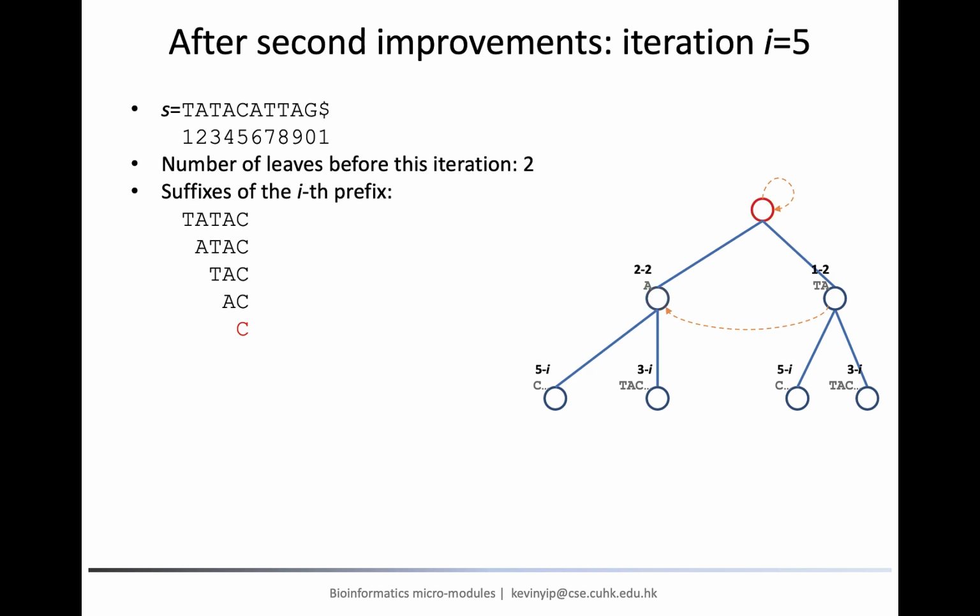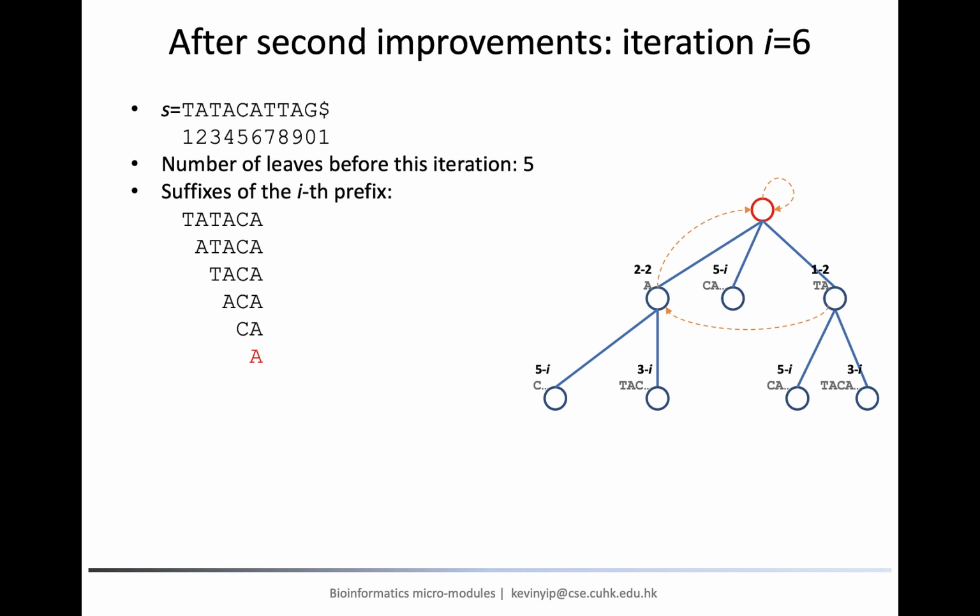The last insertion of this iteration is about the suffix C. Since the current node does not have a child with a label starting with C, we create a new leaf node as a child of it. We also add the suffix link and update the starting node to the root according to the rules.